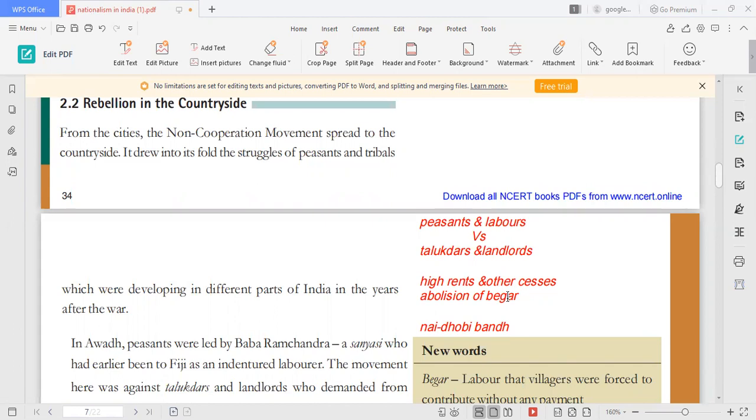So the peasants and laborers wanted to abolish this practice of beggar. The third thing, Nai Dhobi Band. What is Nai Dhobi Band? Nai is barber, Dhobi is washerman.